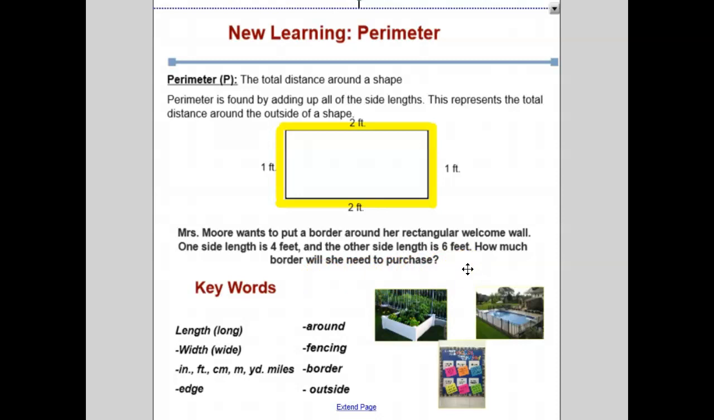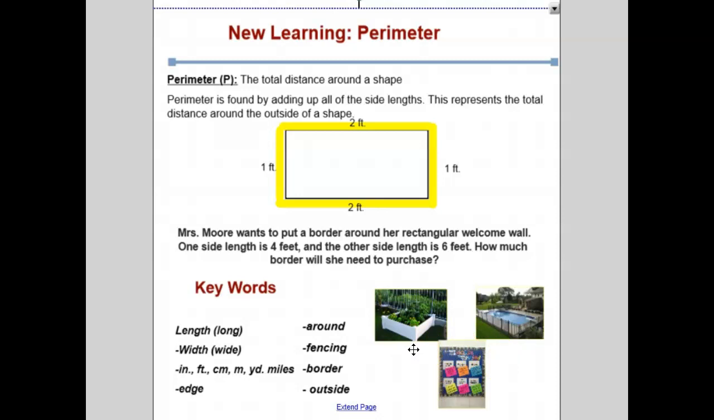So I want to show you that we will answer perimeter problems in our real life. So I know I could determine the perimeter by asking how much fencing I would need to go around my garden. I could ask how big of a fence I would need to go around a pool, or how much border I would need for my welcome wall.